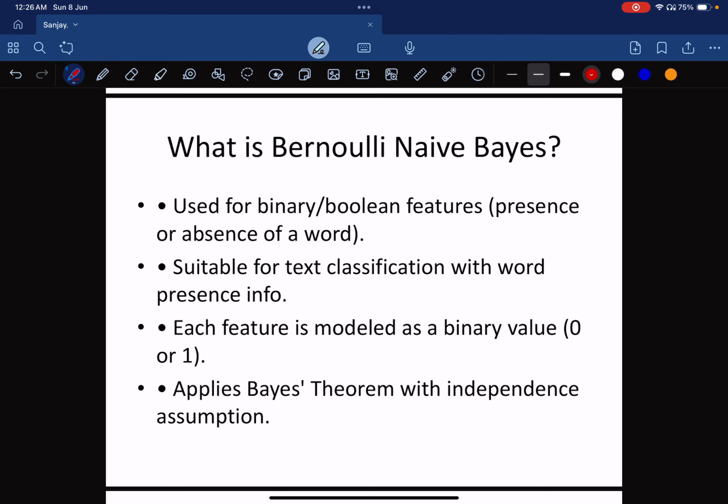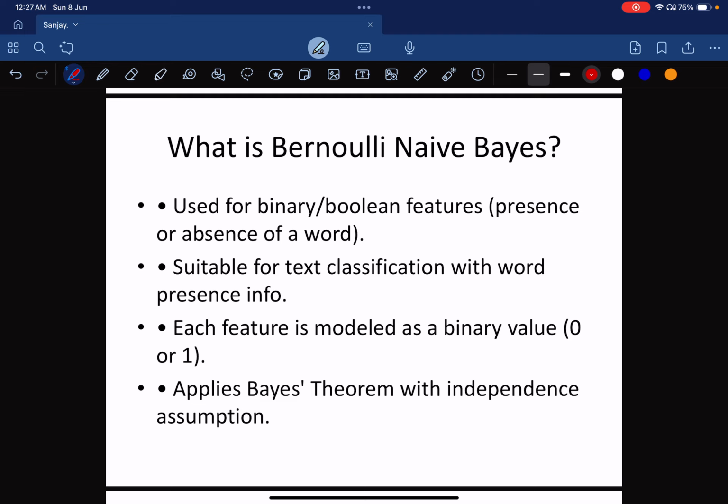What is Bernoulli's Naive Bayes algorithm? It is used for binary feature presence. If the data is present, then we take a success rate, right? If the word doesn't present in that class, we take a failure rate, like 0, and it is suitable for text classification with words, and each feature in the model is a binary value. If the word is present in the class, we take it as a 1. If it isn't present, we simply take it as a 0.